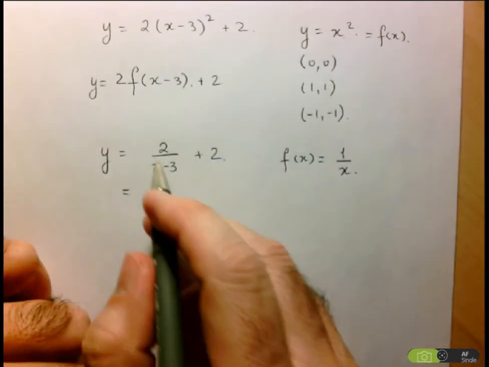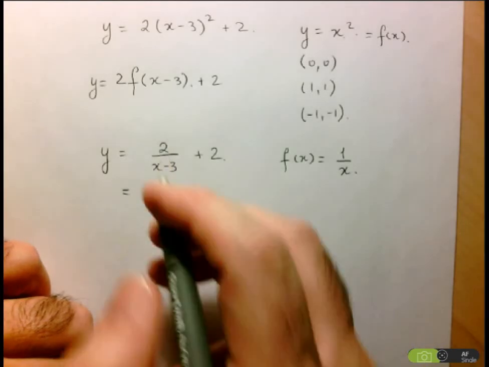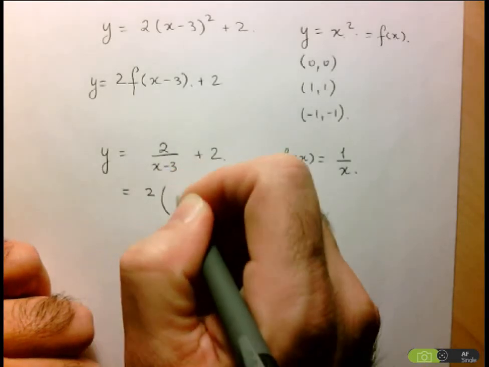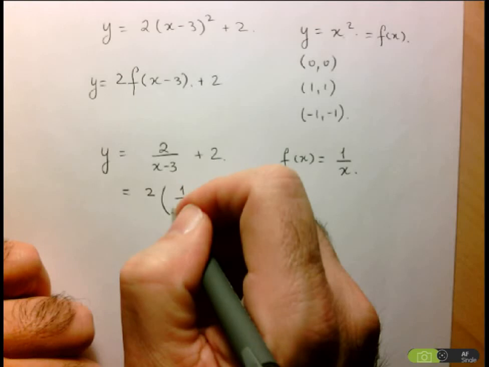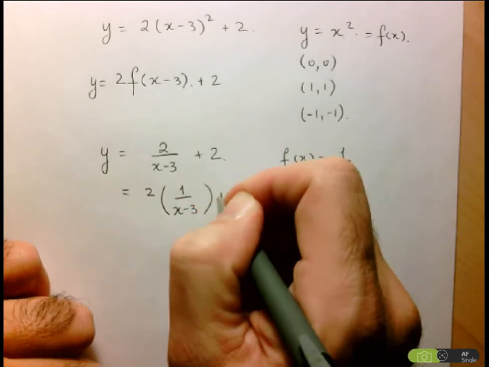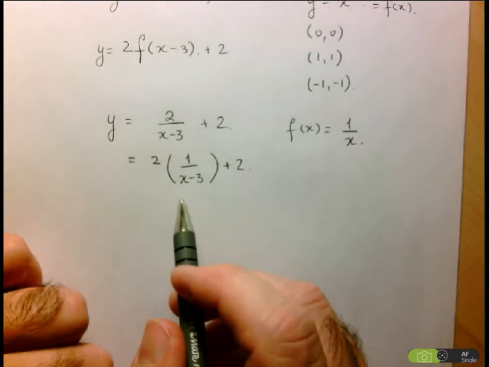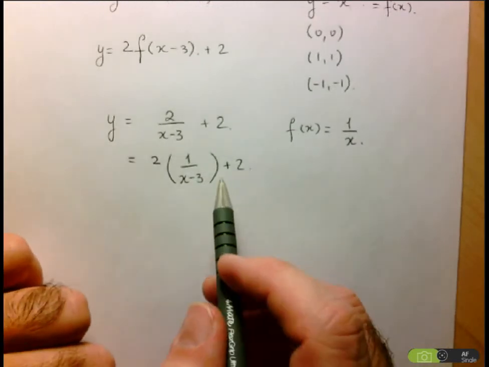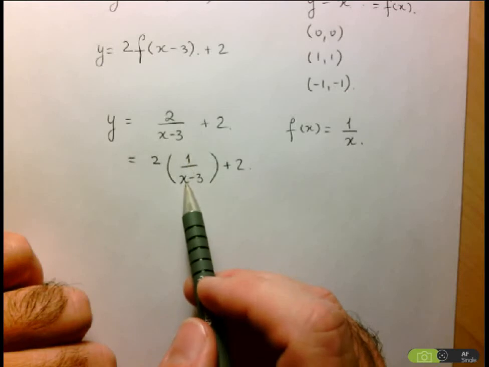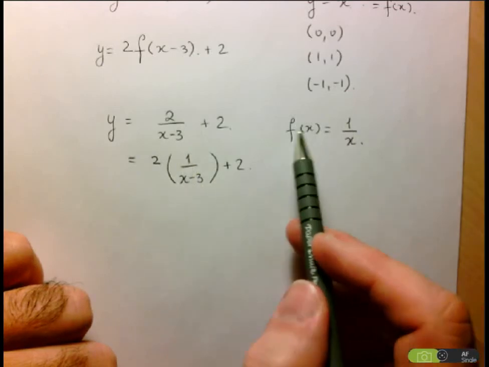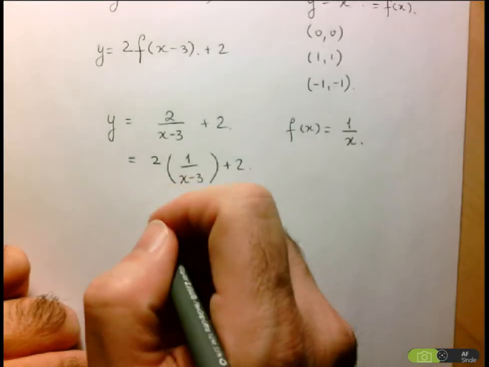So what I'll do here is I'll just rewrite this. Instead of 2 over x minus 3, if I rewrite that as 2 times 1 over x minus 3, it's very easy now to identify our transformations. So here, instead of having 1 over x, I have 1 over x minus 3. So the input into my function is not x, but x minus 3.